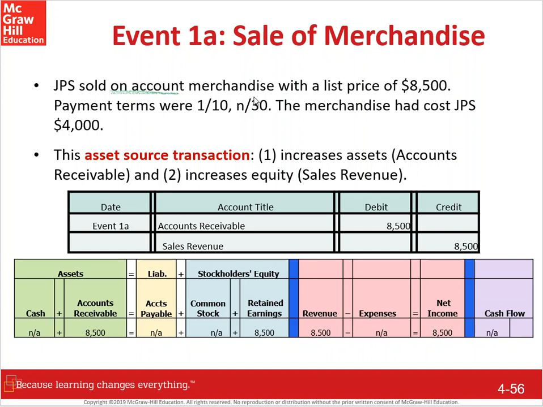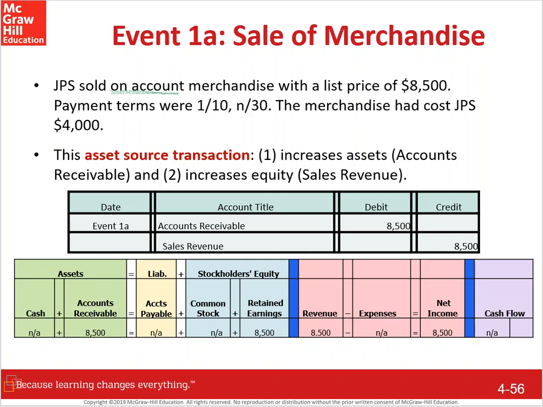So, part A, we record the sale and the payment method. So this time the payment method is accounts receivable. And we credit sales revenue for $8,500. We're going to deal with the payment terms later if and when the customer pays us within the discount period.